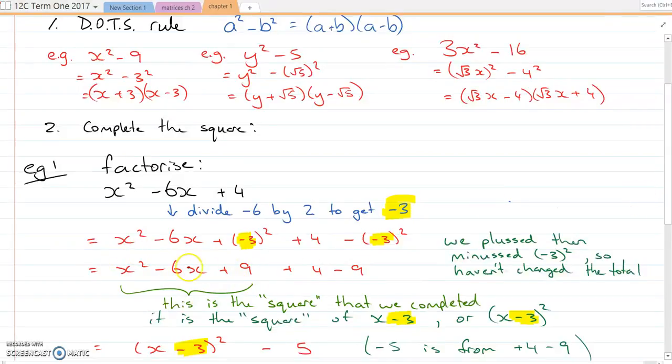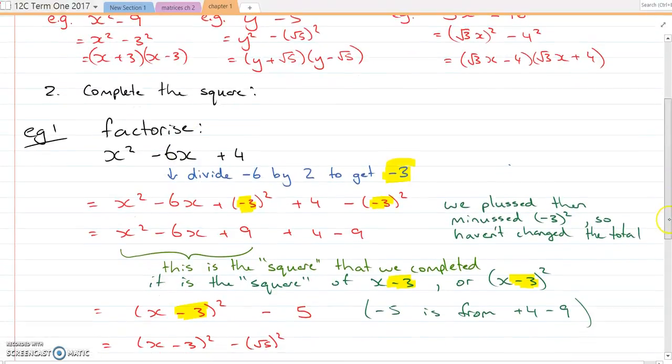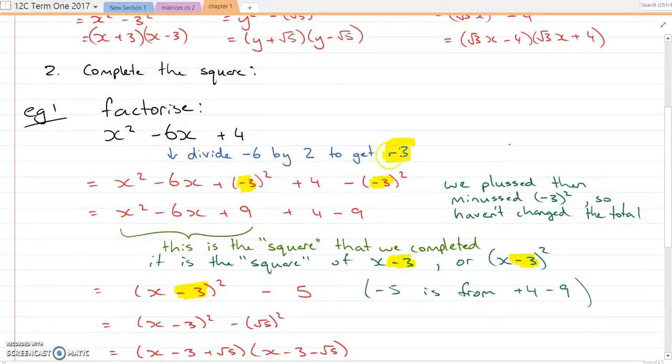You can look through these notes, but what I've done is this x squared minus 6x is part of a perfect square, and the perfect square that it's part of is x minus 3 squared down here. The minus 3 is because that's half of the minus 6. x minus 3 squared is what these first three are equal to. If you expand x minus 3 squared, you get that. This minus 5 here is the last two, plus 4 minus 9.